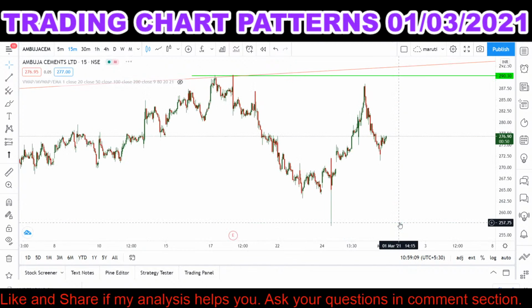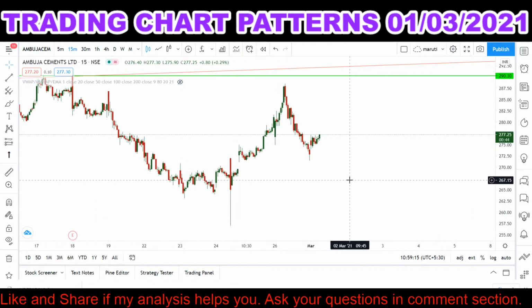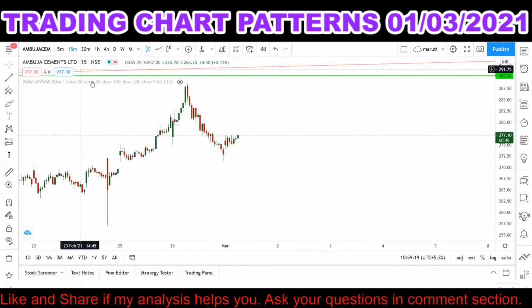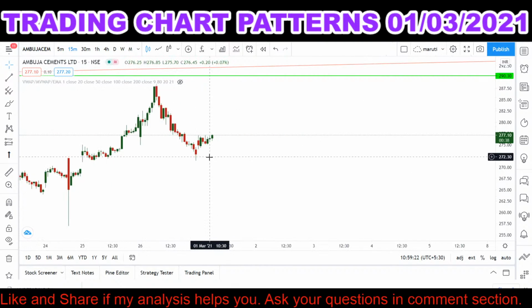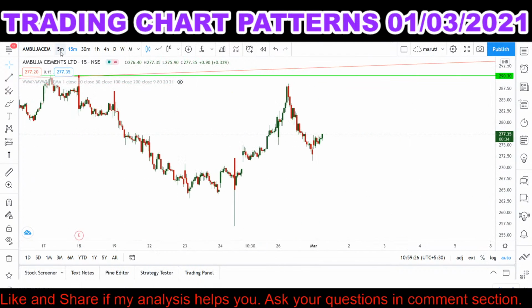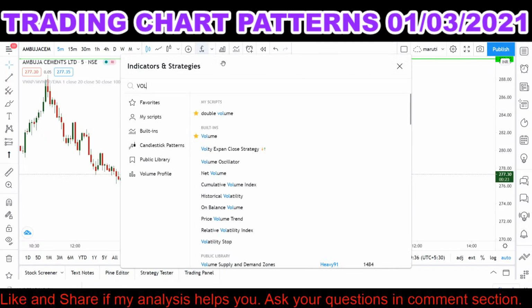Let's see another stock, Ambuja Cements. See what has happened in this stock. It is going upside, and it has given a clear breakout in this candle only. Let this candle sustain. Check for the volumes.